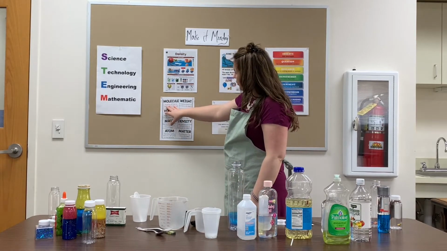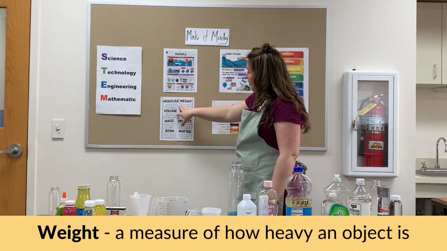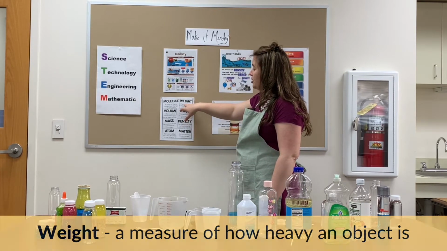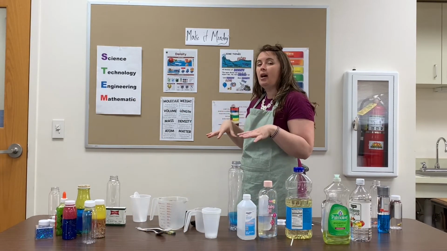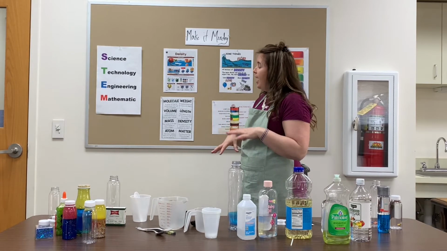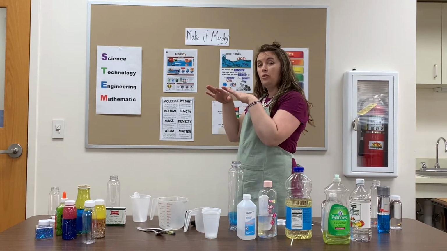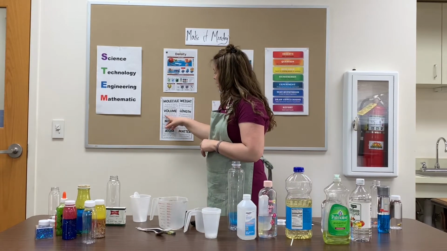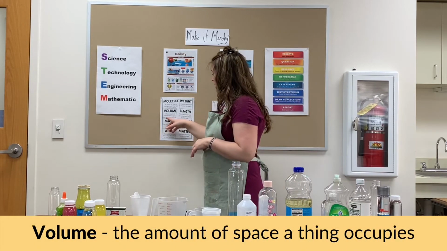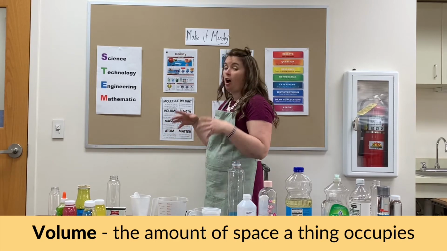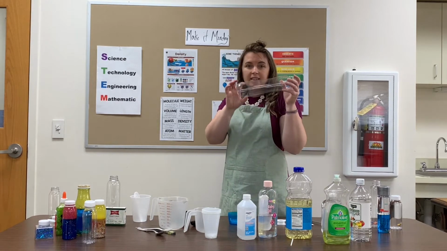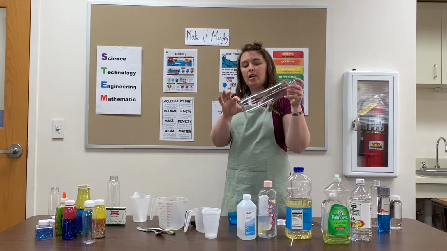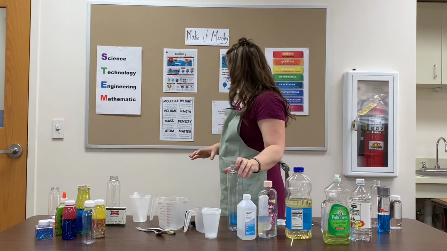Weight is a measure of how heavy an object is. How much something weighs also helps determine, that's gravity pushing on an object to give you your weight, and that will tell you if you can float or if you can sink. Volume is the amount of three-dimensional space that an object occupies. When we're talking about liquids, it's like if you pour in this much liquid, how much would it take up of this bottle?